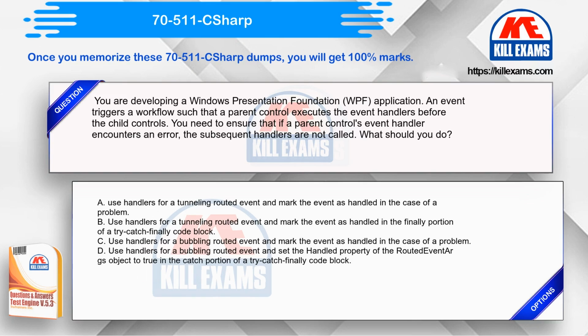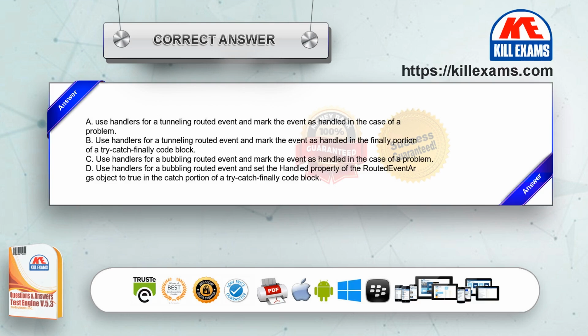Option C. Use handlers for a bubbling routed event and mark the event as handled in the case of a problem. Option D. Use handlers for a bubbling routed event and set the Handled property of the RoutedEventArgs object to true in the catch portion of a try-catch-finally code block. The correct answer is option D.